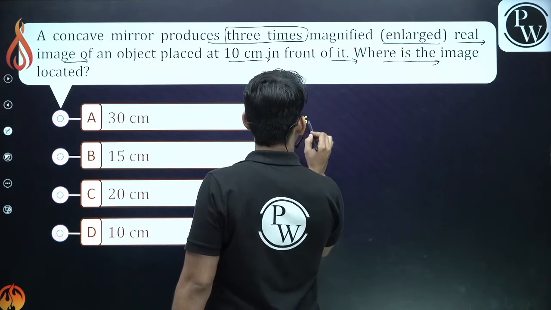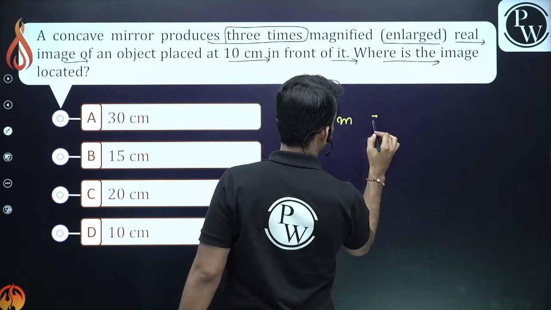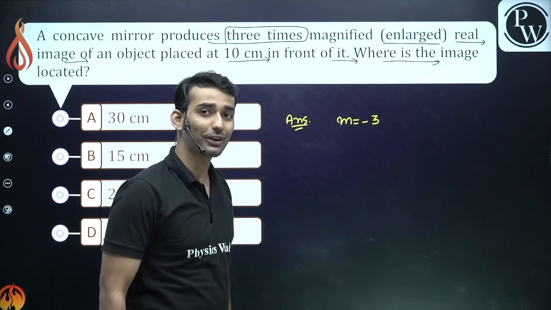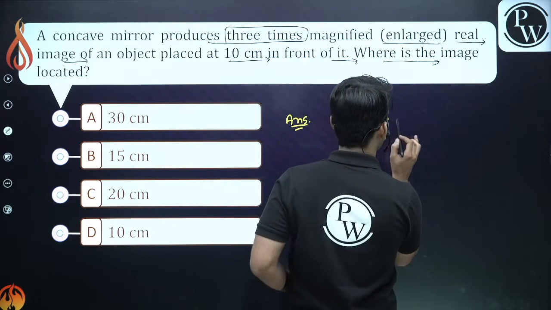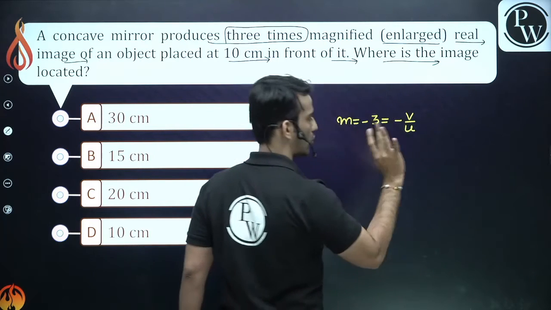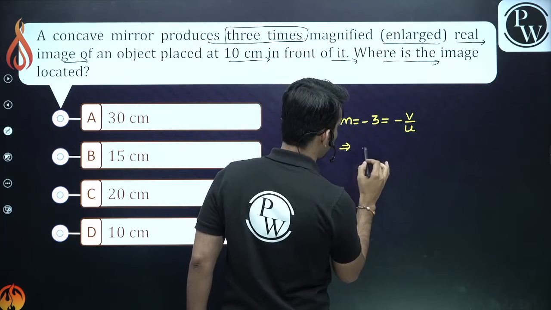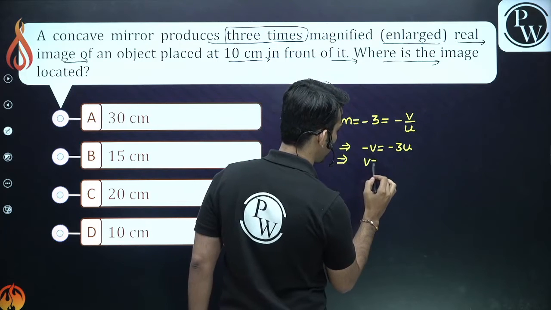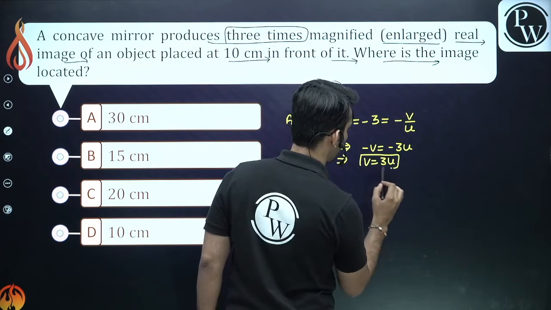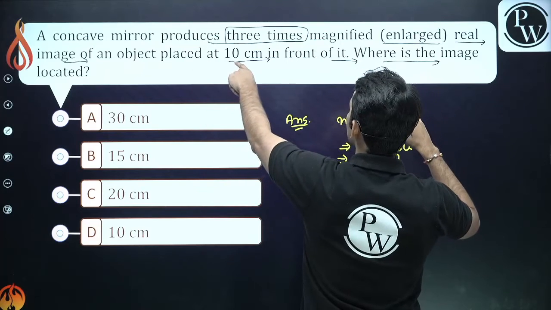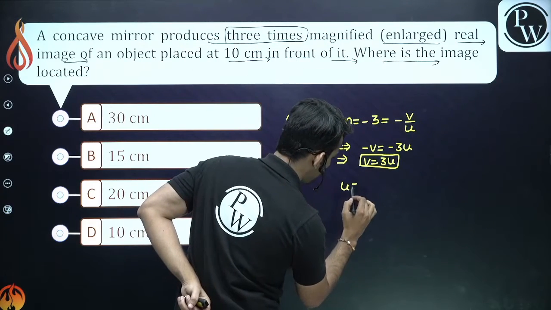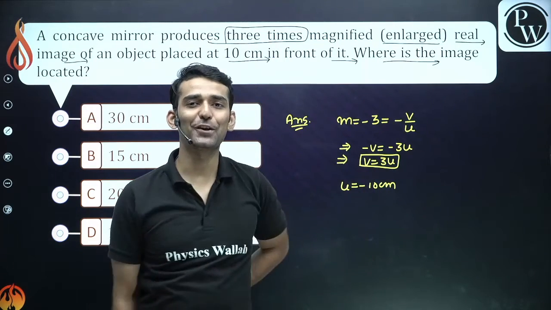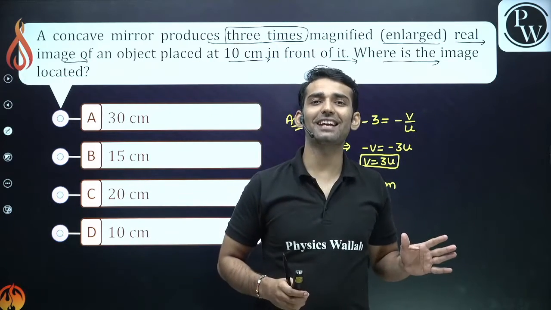See, guys, basically magnification is 3, but since the image is real, it is -3. I told you, take with sign. Magnification is minus v by u. So from here, minus v is equal to -3u. Cross multiply it. So from here v is equal to 3u. Now what is the object distance? It is 10 centimeter, but this is not right because take it negative. I had told you, always take the object distance as negative.